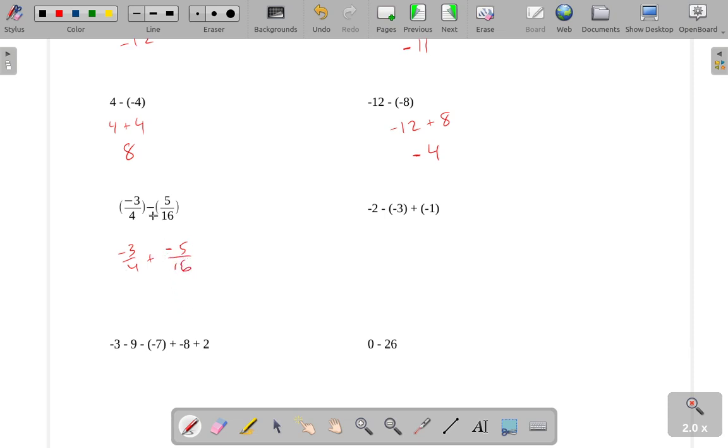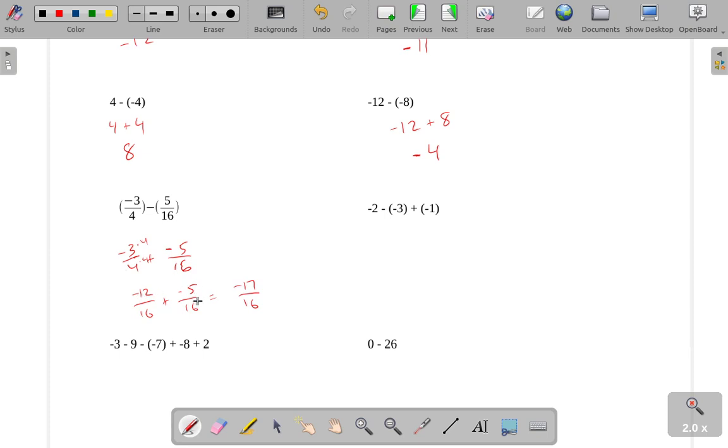You can see I changed the subtraction to addition, and it kind of looks like I just moved the negative over into this second fraction, and I kind of did. All right, so now I want to make them so they have the same denominator, and 16 is their common denominator, so I'll multiply both the top and the bottom of this number by 4 to give me negative 12 over 16 plus negative 5 over 16.